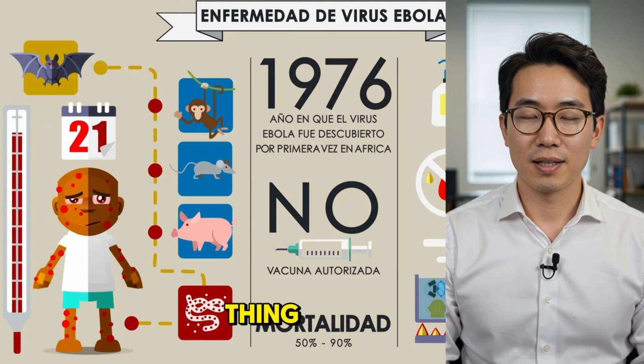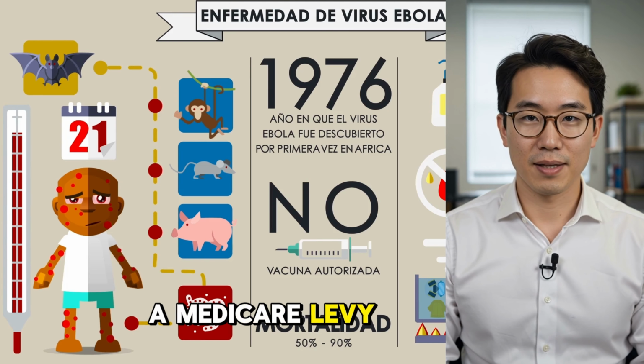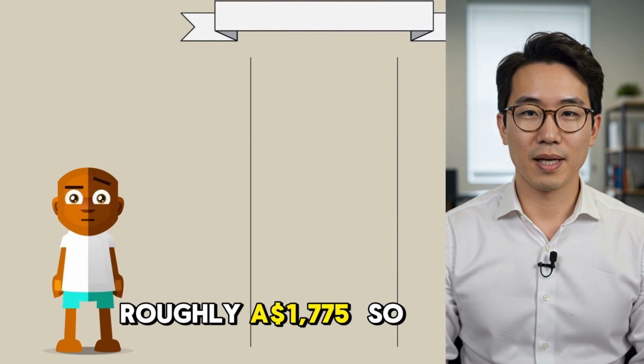There's one more thing. At his income, without private hospital cover, Australian Sam pays a Medicare levy surcharge of 1.25%, roughly $1,775.